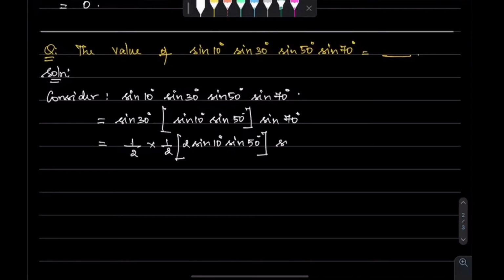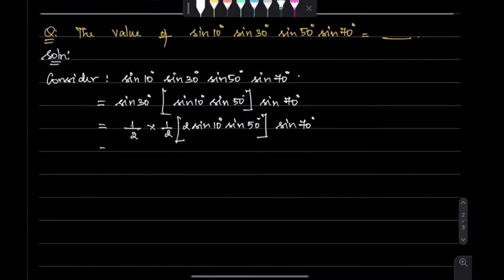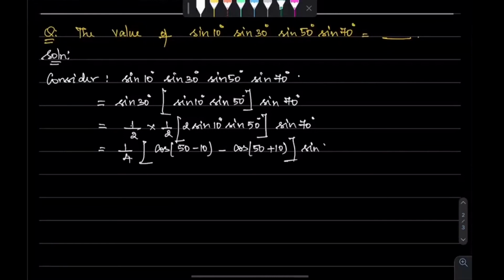And you have sine 70 degree. So what is next? What do I get here? I get 1 by 4 times of, what is 2 sine A sine B? 2 sine A sine B is what, children? Cos of A minus B. Okay, A minus B. I can interchange the values, no problem. A minus B minus cos A plus B. Sine 70 degree.